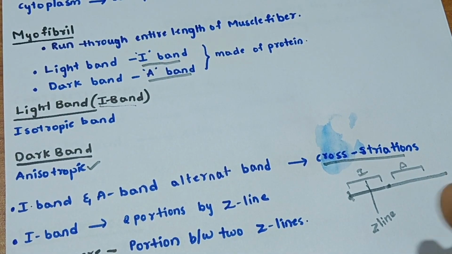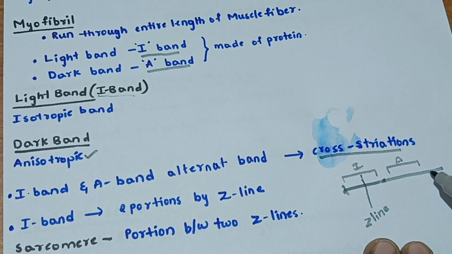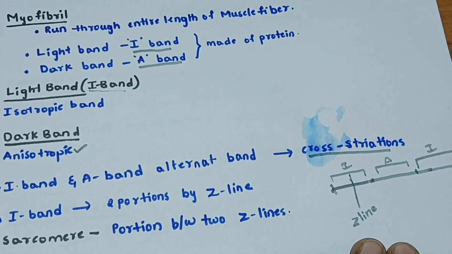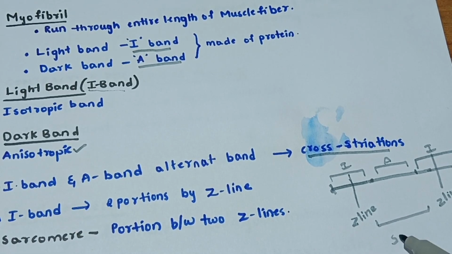The sarcomere is nothing but the portion that is present between two Z lines. Here is again an A band, right? From here to here again an I band, and the I band again contains a Z line. So the portion present from one Z line to the next is known as the sarcomere. Yes, this is the sarcomere.